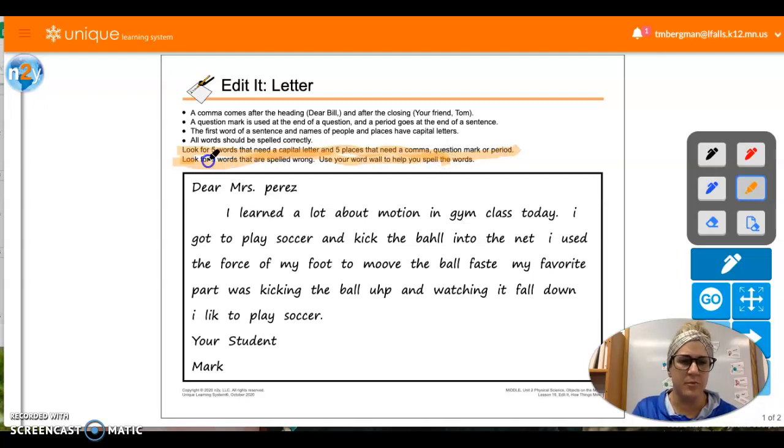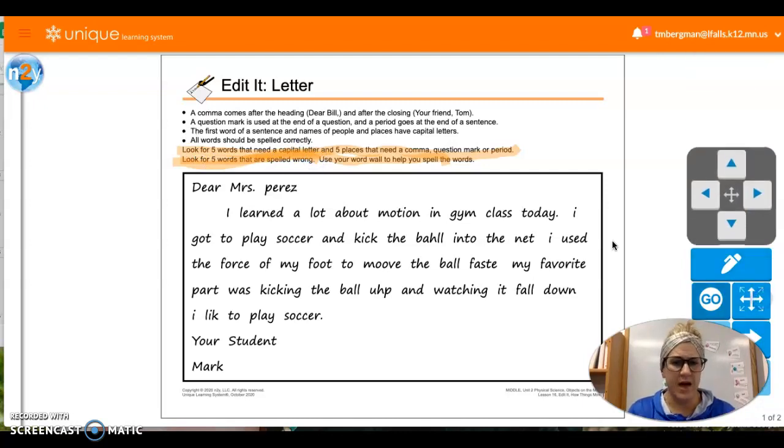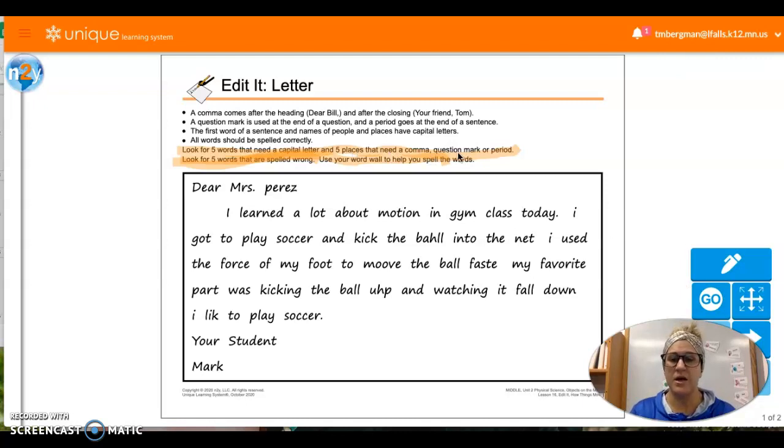Okay, here are important parts. Look for 5 words that need a capital letter, and 5 places that you need a comma, a question mark, or a period. So those are going to be all of our pieces of punctuation. Look for 5 words that are spelled wrong, and it says use your word wall to help you spell the words. So remember, our word wall words are those high frequency words. So I can share that with you as well so that you can take a look to see those. So let's start at the beginning.